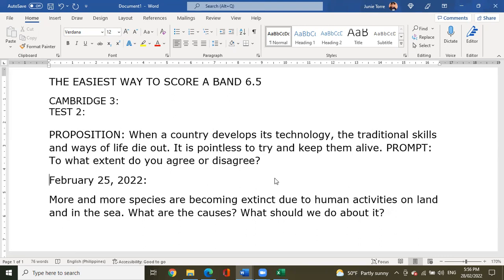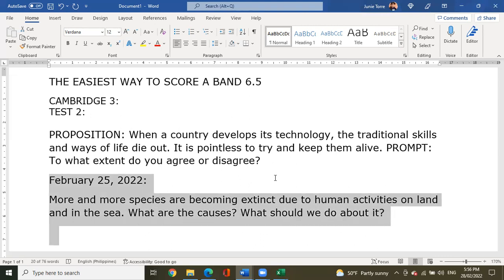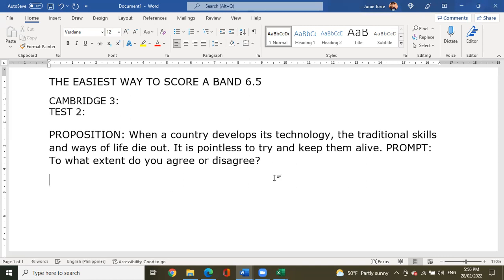All right. So, very nice. Due to human activities on land and in the sea. What about the sea? Maybe fishing, overfishing, or stuff like that.